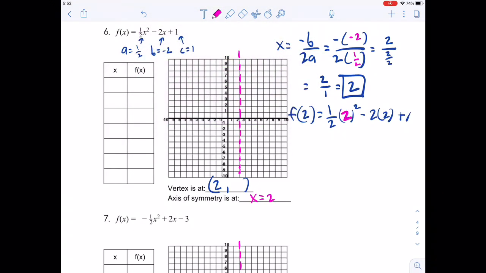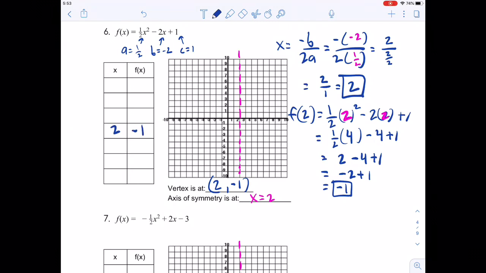We can make this a different color to see what we substituted. So we do exponent first, right? 2 squared is 4. Bring down the 1/2. Negative 2 times 2 is negative 4. Plus 1. Okay, 1/2 times 4 is 4 over 2, which is 2. Minus 4 plus 1, so it's negative 2 plus 1, so that's negative 1. So the y value of our vertex is negative 1. We can write that in our table. 2, negative 1 is our vertex, so 2, negative 1 is right there on our graph.